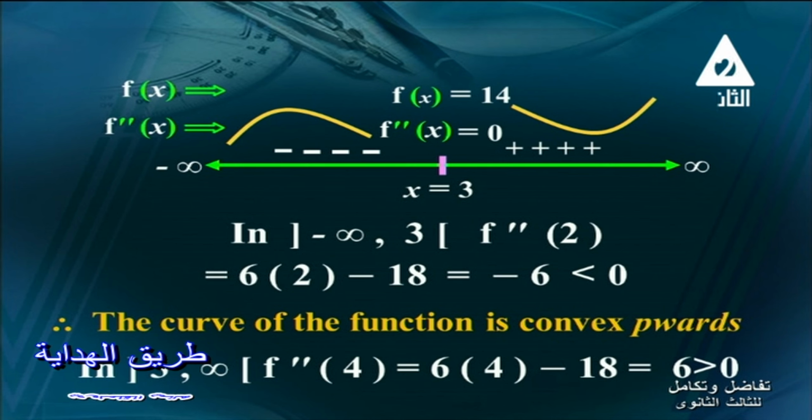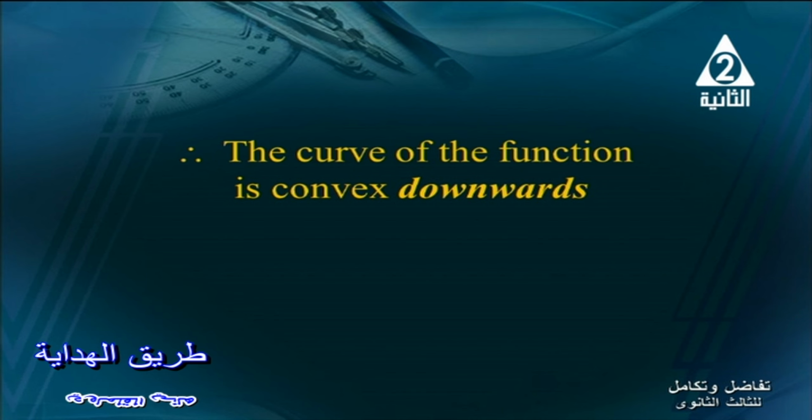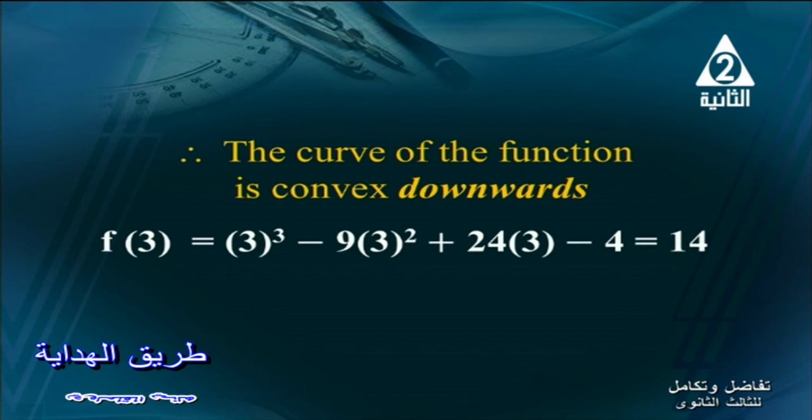Now, in the open interval 3 and infinity, f double dash of 4 equals 6 multiplied by 4 minus 18. 6 multiplied by 4 equals 24, minus 18 equals 6. 6 is bigger than 0. So the sign of f double dash x in the open interval 3 and infinity is positive, and the curve of the function in this interval is convex downwards. We have in this case an inflection point at x equals 3.